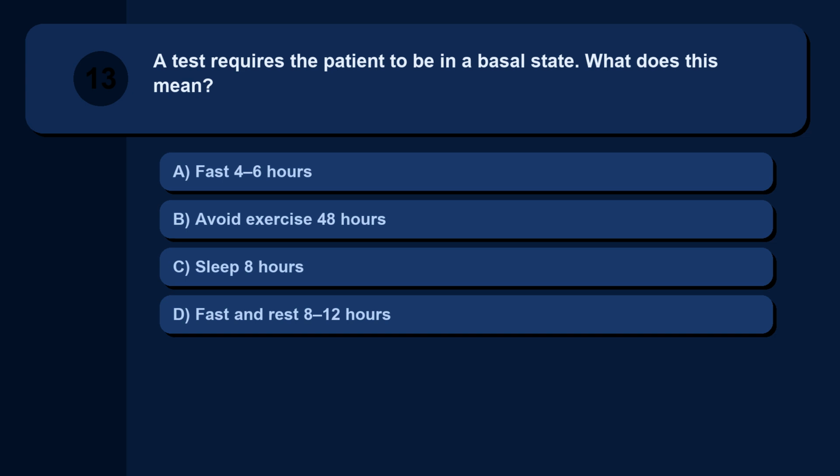Basal state requires fasting and no physical activity to ensure accurate baseline metabolic measurements.